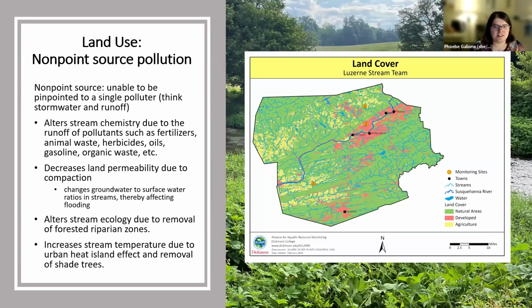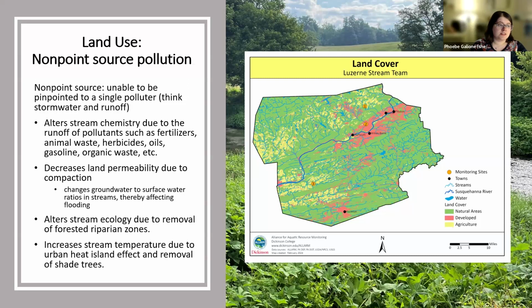Alrighty, now transitioning into land use. So land use is a non-point source pollution. So when I say non-point source, we can't walk outside and point to the location where this pollutant is coming from. Think stormwater and runoff. We really can't pinpoint what polluter it's exactly coming from.